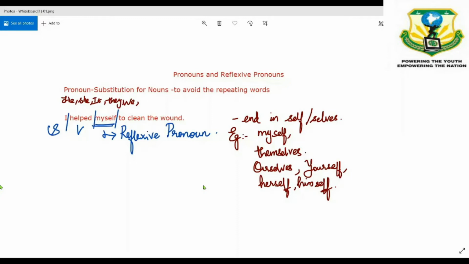I help myself to clean the wound. Here, myself is the reflexive pronoun. When the subject and object in a sentence are the same, then you will be using the reflexive pronoun. This is all about the reflexive pronouns.